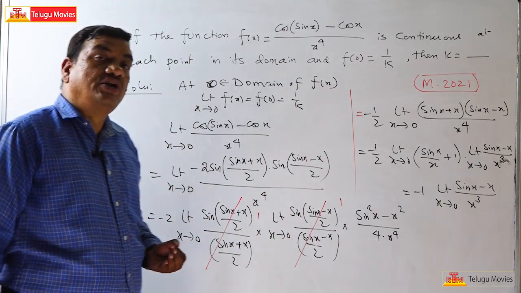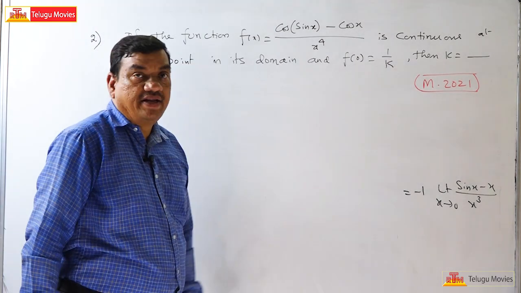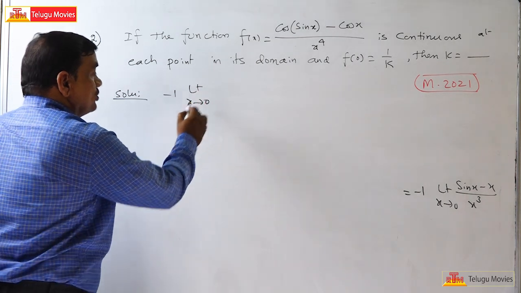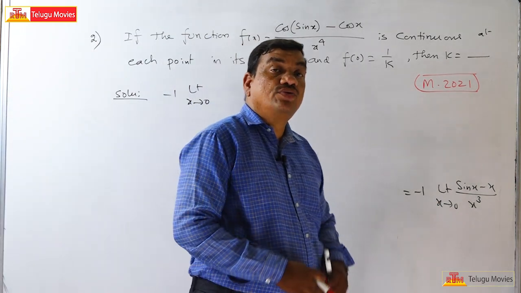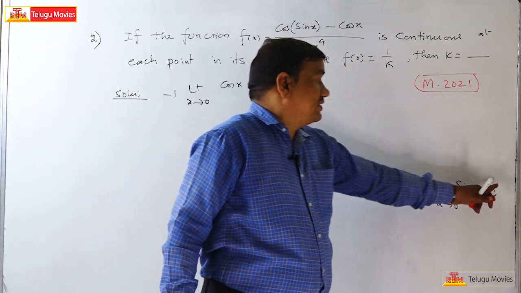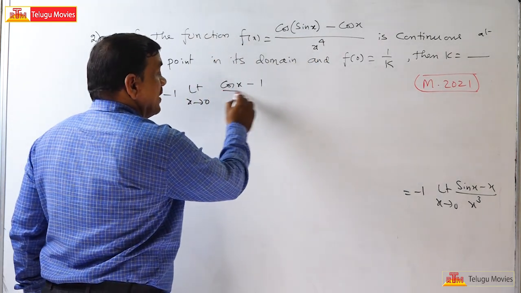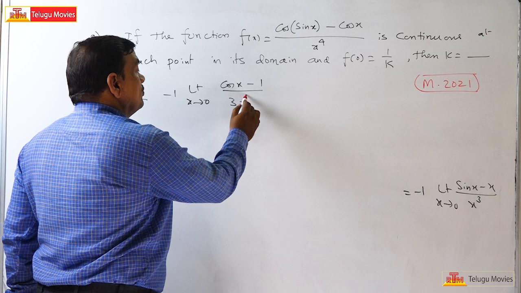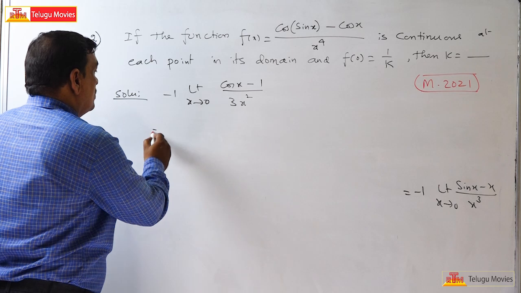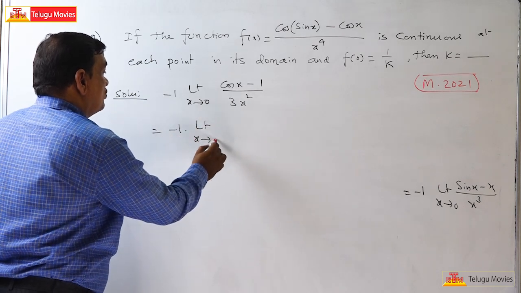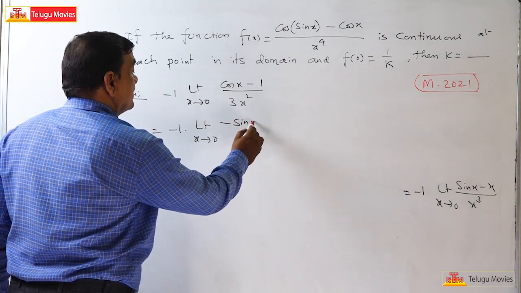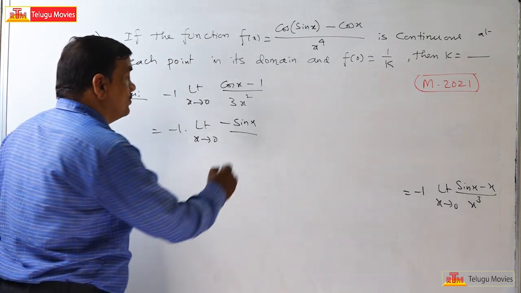Okay now, let us continue the solution. Welcome back to the remaining calculation. So that is equal to minus 1 into limit x tends to 0, sin x derivative cos x, so cos x minus x derivative 1, by x cube derivative 3x square. Again we got 0 by 0 form. So minus 1 into limit x tends to 0, cos x derivative minus sin x by 3x square derivative 6x.